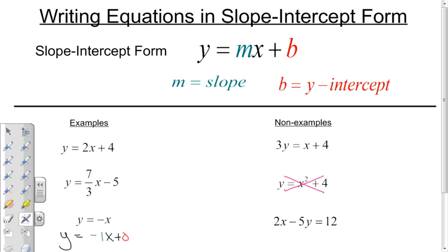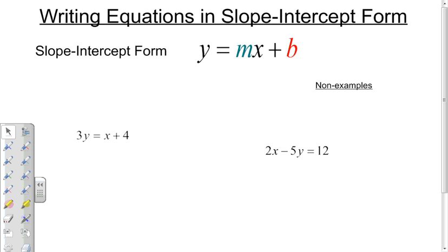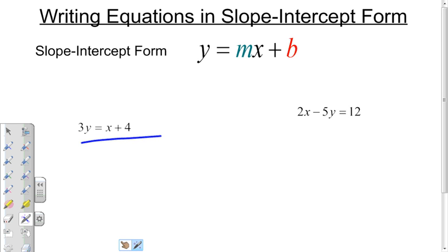So let's take a look at being able to write equations in slope-intercept form that can be written that way, even though they're not presented that way. So let me just move forward just for a second here and talk about these again. We talked about the fact that y equals x squared plus 4 can't be made into the equation of a line. So I'll just focus on these two for a moment. Okay? We'll talk about how to turn these equations into this form.